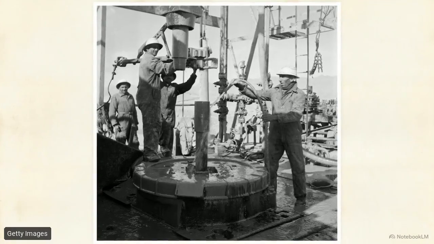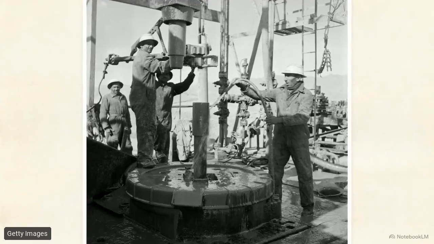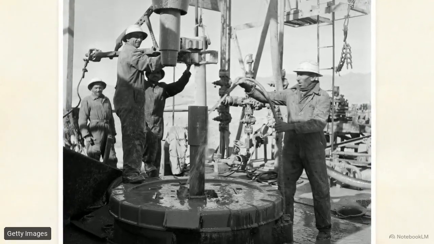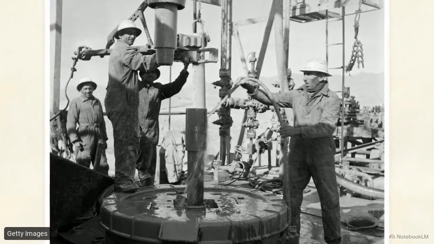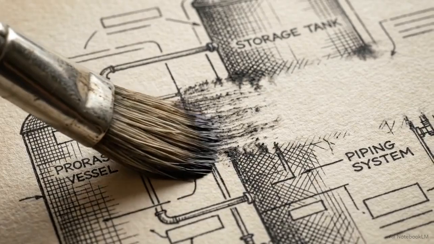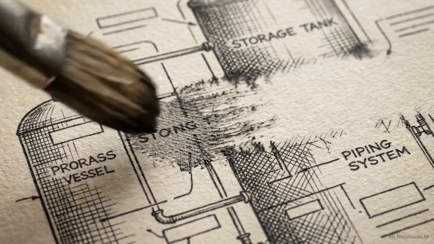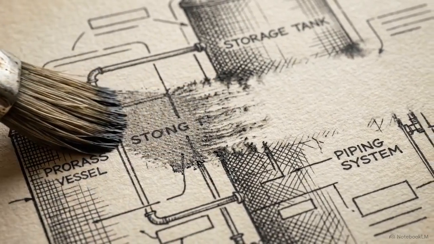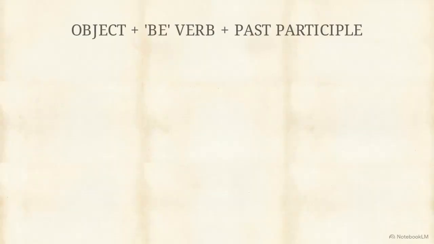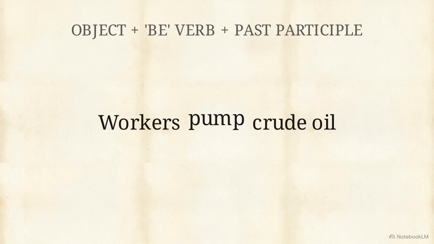Look at this photograph. If we write "workers pumped oil," we are using the active voice. This distracts the reader by putting the narrative focus directly on the human operators rather than the oil itself. To achieve academic objectivity, we use the passive voice. This is a grammatical tool used specifically to delete the doer from the narrative. Here is the passive formula: object plus be verb plus past participle.